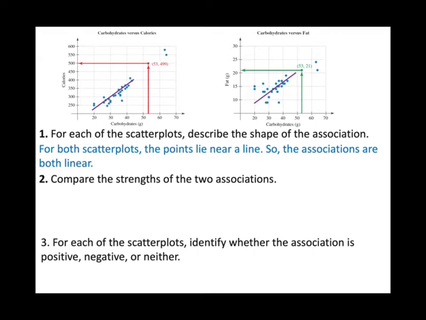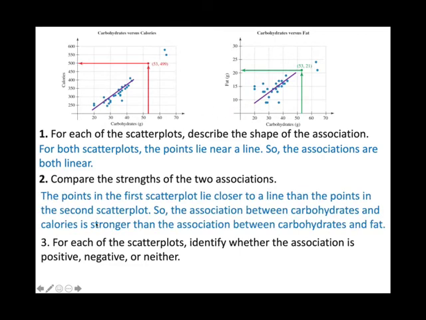Okay, number 2, compare the strength of the two associations. After I draw the straight lines here, you can see that in the first picture, all the points are really close to my straight line. And in the second one, some of the points are kind of far away from the straight line. So when we compare these two associations, we're going to say the points in the first scatterplot lie closer to the line than the points in the second one. So the association between carbohydrates and calories is stronger than the association between carbohydrates and fat.